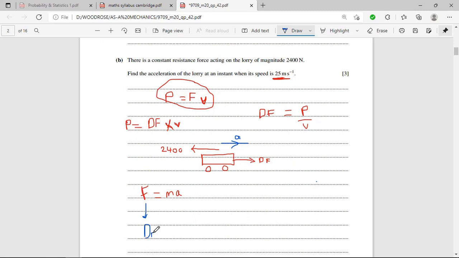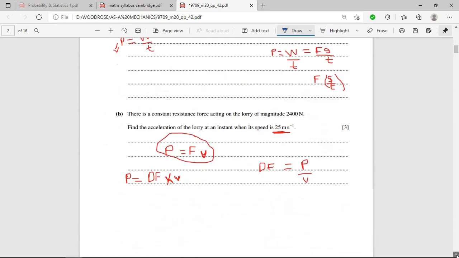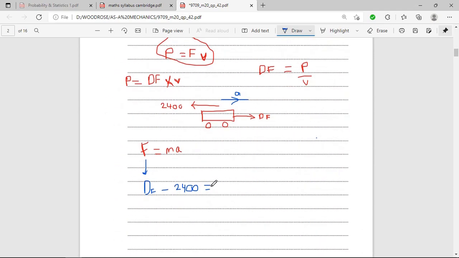So the resultant force in this case will be the driving force. I don't know which value you have calculated, I'm just giving you hints. Minus the resistive force of 2,400 should be equal to m, your mass. I'm sure you are given your mass, right? This one, 16,000. We are given this mass, 16,000. So we are going to put 16,000 here.